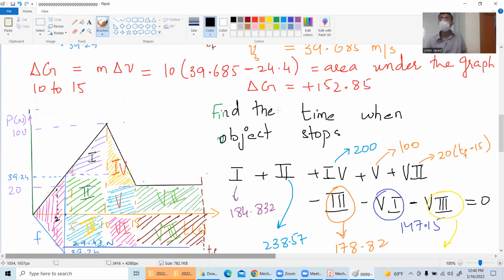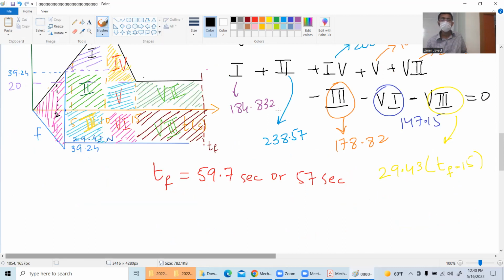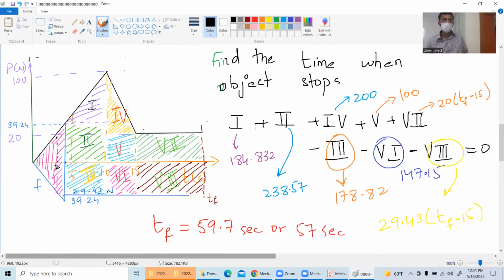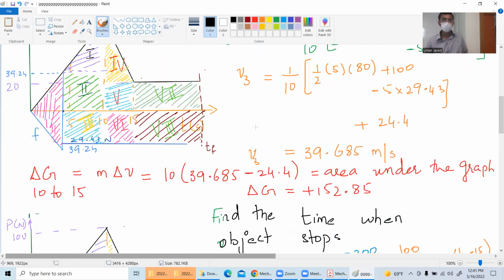How much? 57.1. Yeah, that's why every student in the last class also were telling me it's 57. That's why I have given you.